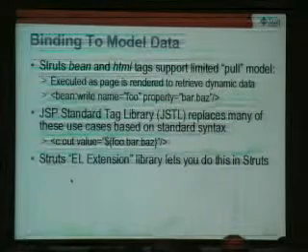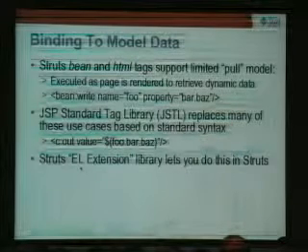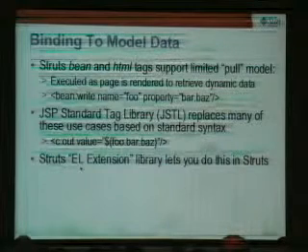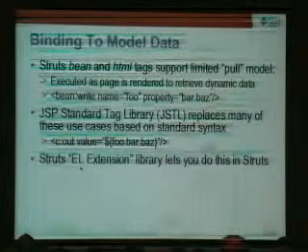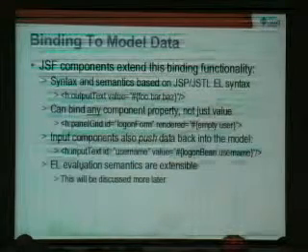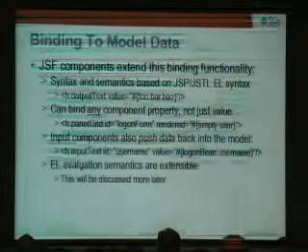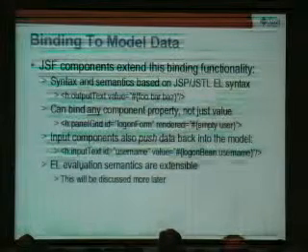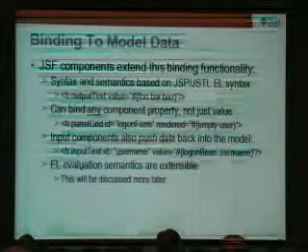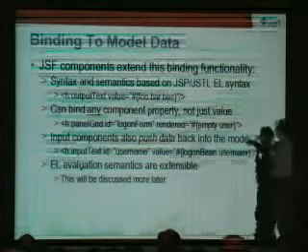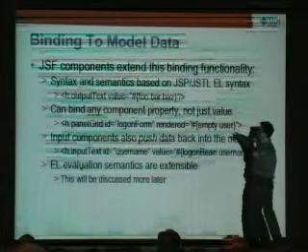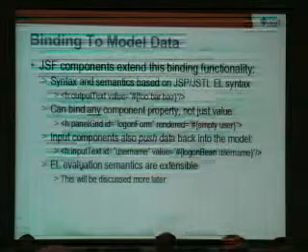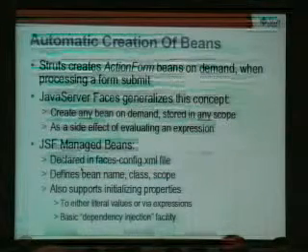Binding to model data. So the Java Standard Tag Library came up with a standard idea to be able to map components with variables in the backing beans and so on. There's the Struts EL extension library to do that in Struts. But with the JSF components, you can bind it not only to the value object, but here it has the rendered property as well, so you can bind it to anything you like, and that will map back to a bean or another variable.